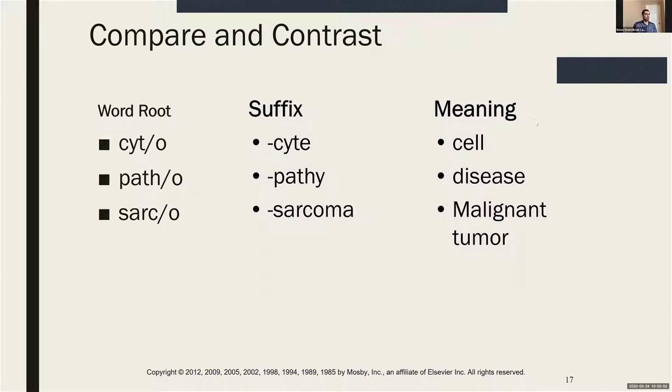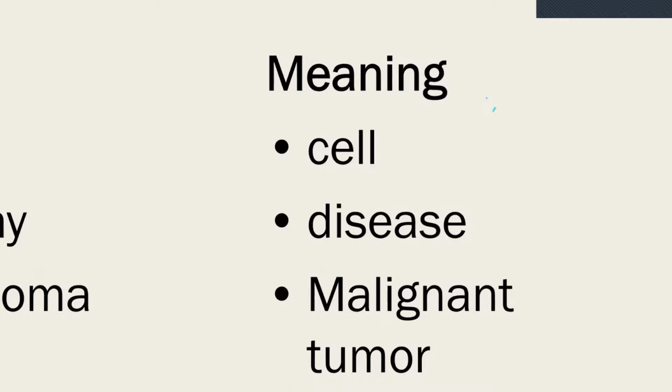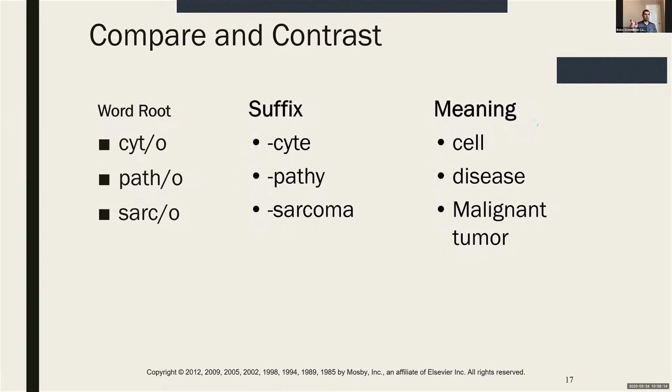So just a quick compare and contrast, we see a few other word roots that also have suffixes. So cyto is the word root, and that is where the suffix -cyte comes from. We talked about erythrocyte being a red blood cell, but then you can also have a cytologist being someone who studies cells. That's their specialty.